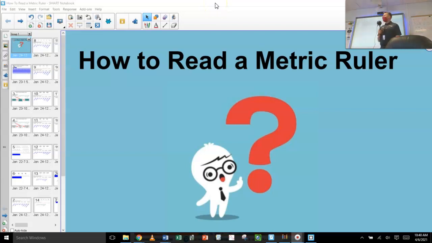All right, friends, we're going to spend some time over the next few days learning how to read a ruler. Being able to read a ruler is really important, because where I'm going with this is we're going to drop something from a really high height. I'm going to put you into different teams, and your thing has to survive the drop.